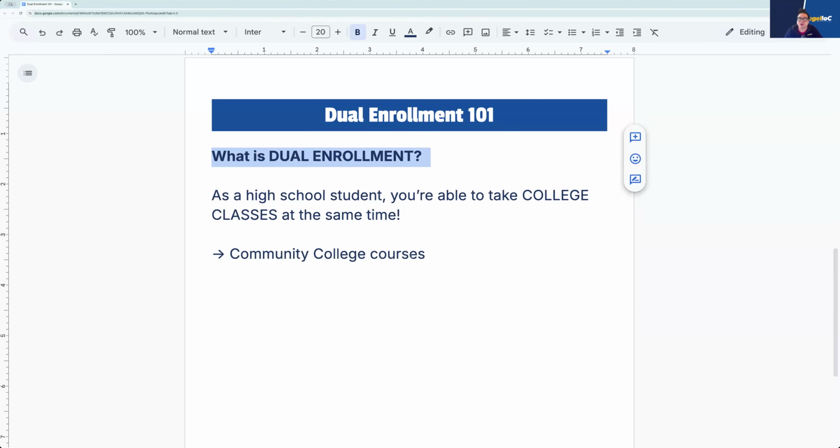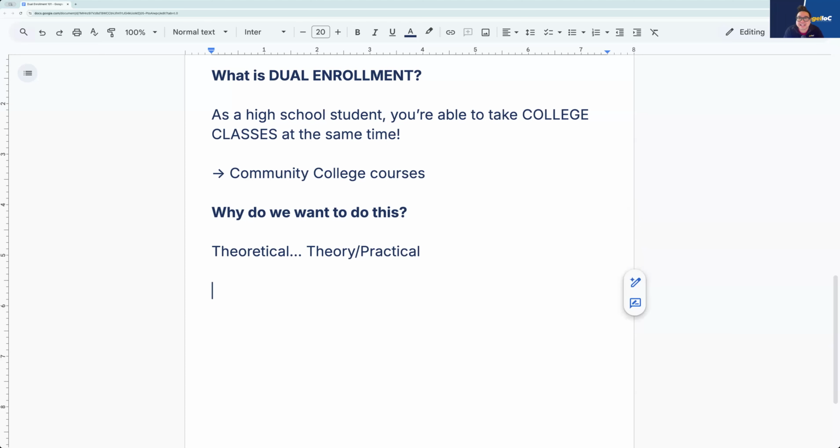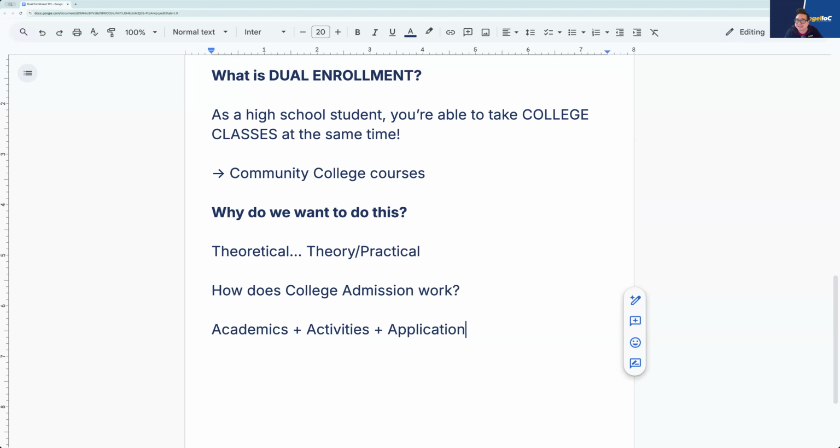So this is what you're really doing. Now, first off, why? Why do we want to do this? I have two answers for you. One is from a theoretical level, and the other is on a practical level. In a bit, we'll talk about exactly how to do this and what classes to take. So first off, from a theoretical high-level point of view, how does college admissions work? There are three components of the admissions process itself: the academics, the activities, and the application itself. These are the three core things that, as a student, you want to make sure you have, or if you're a parent, make sure your child has in this process, right?